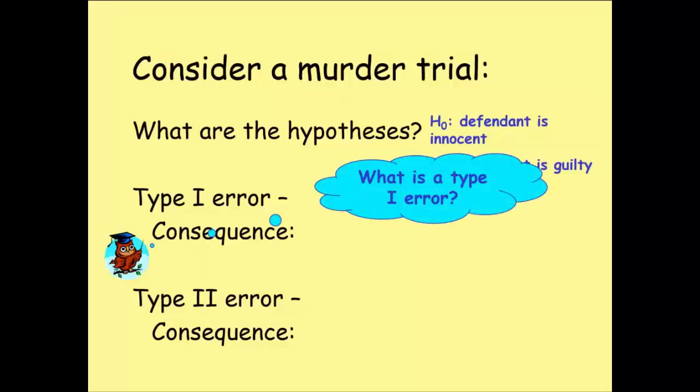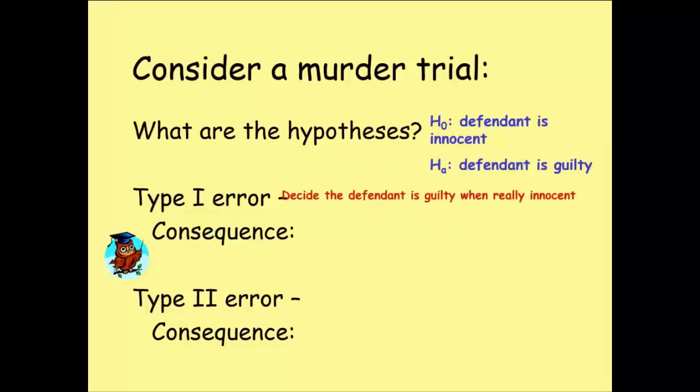In this context, then, what exactly is a type 1 error? Well, a type 1 error is I set out to decide the defendant is guilty when in fact they are innocent. So in other words, I gather evidence and I was successful in convincing people that he's guilty, and in reality I shouldn't have, but just the evidence I had supported that conclusion.